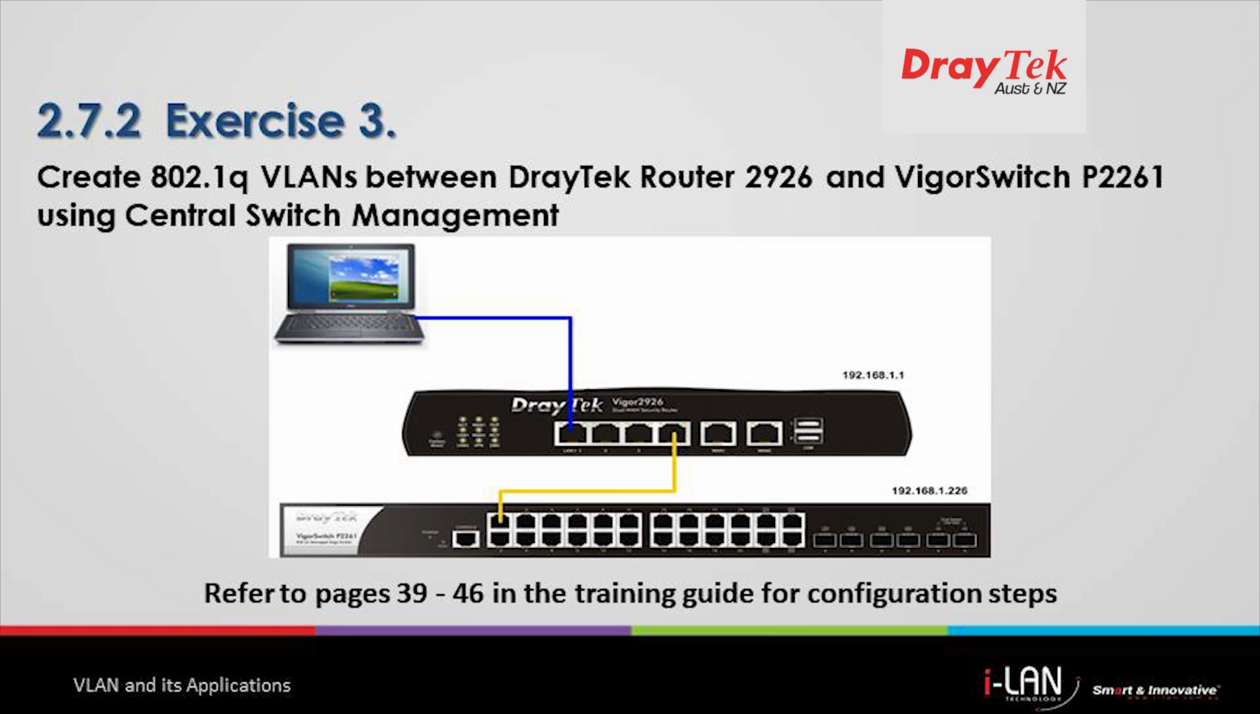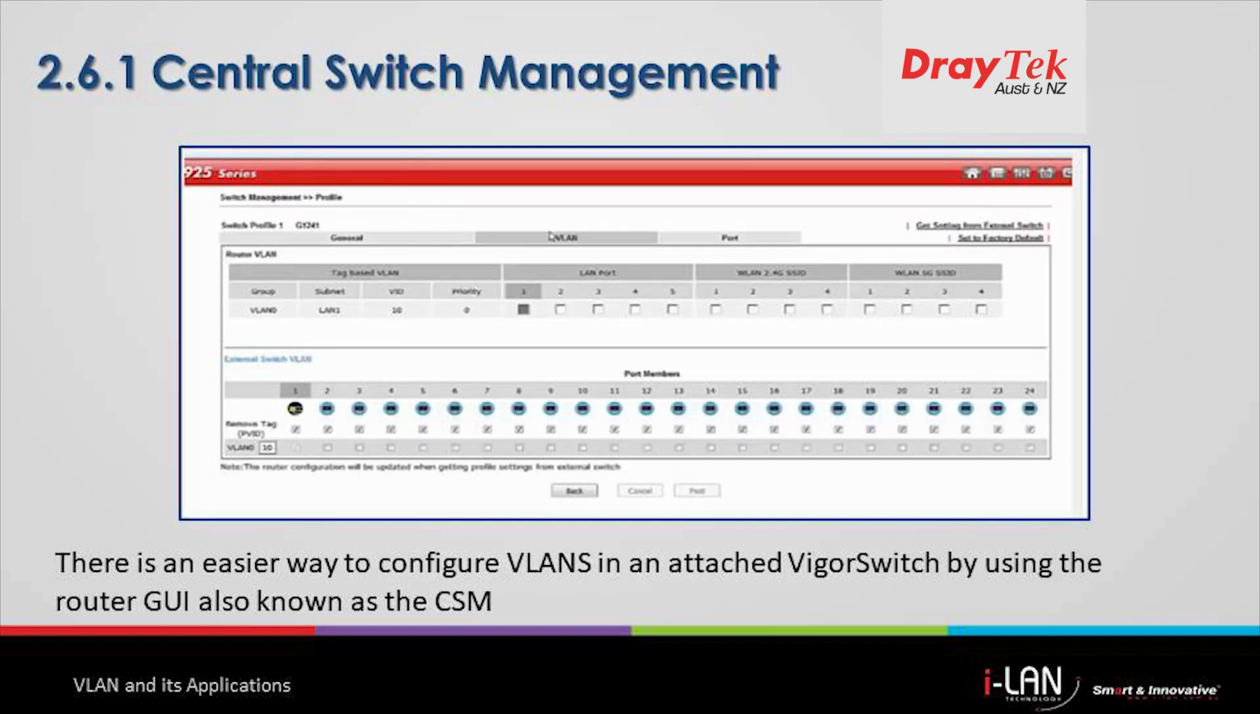In another exercise, tag-based VLANs are configured between a DrayTek Vigor router and a Vigor switch through a single cable connection. Each of the switch ports belong to a VLAN corresponding to a different workgroup.